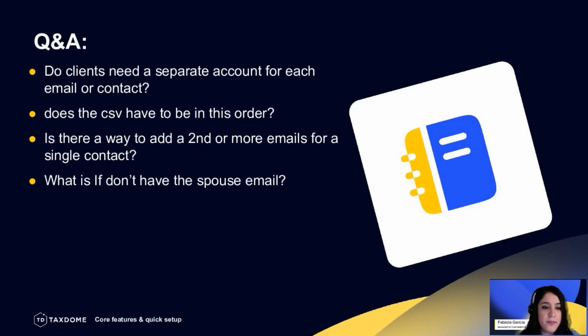Does the CSV have to be in order? Remember earlier I mentioned, no, it doesn't. The columns can be in any chronological order that you want them to be. TaxDome doesn't care about that. A CSV file is a list separated by commas, so it knows to recognize the columns by the name of the column. So it doesn't matter where the column is, TaxDome will identify it.